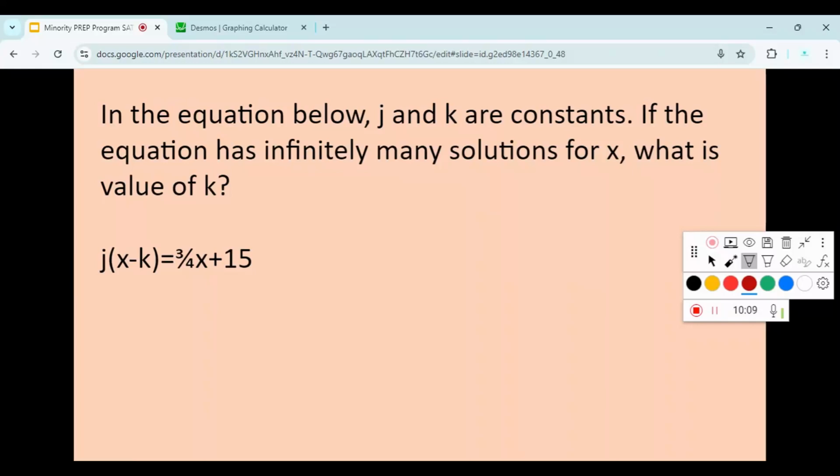Okay, so the first thing I would consider is, what does it mean when an equation has infinitely many solutions? Well, to have infinitely many solutions, your two equations have to be identical. There should be nothing that differentiates between the two of them. When it has one solution, that means something in the two equations is different from one another. But we want infinitely many solutions, and that's a very important point. So what I would do is expand this and see what we know from there.